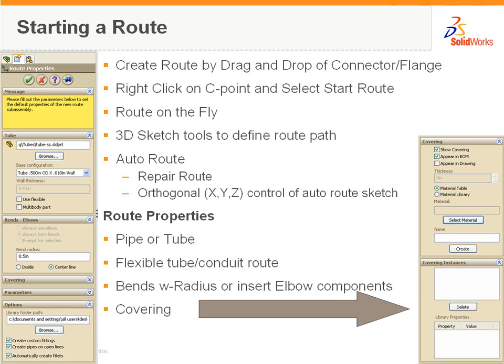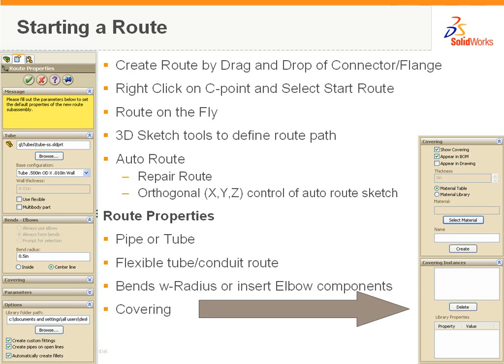Now that we have all of our routing components ready to go, the next order of business is to open an existing assembly and start a route. There are three different ways that we can generate a route. We can either start by dragging and dropping of connectors or flanges. If this assembly already has routing components in it, we can right-click on the connector points and select Start Route.